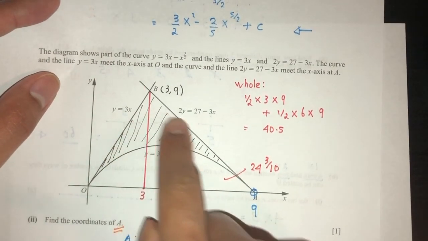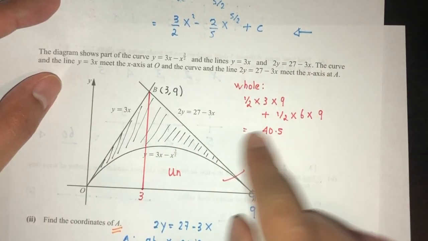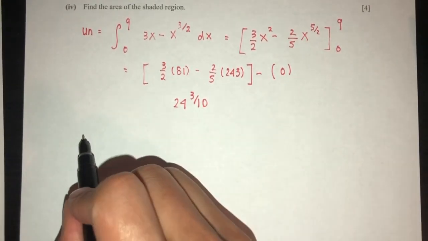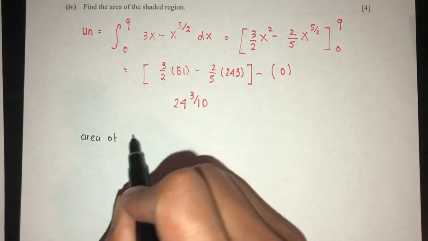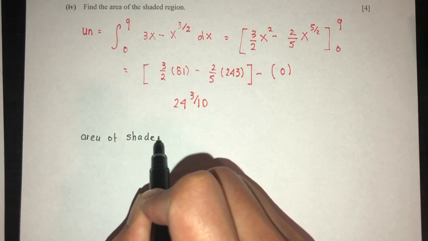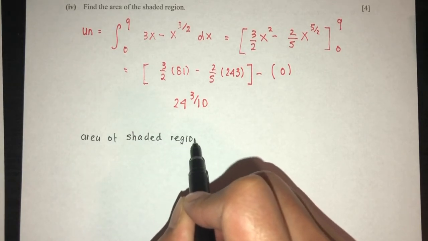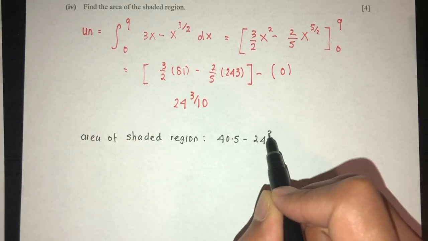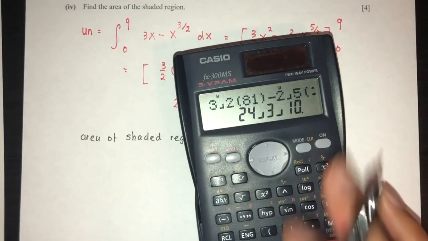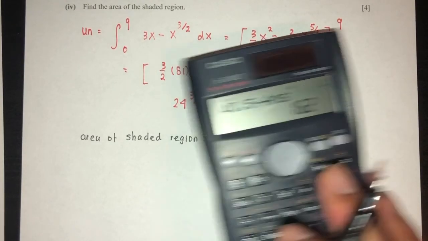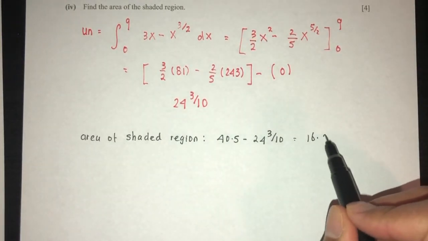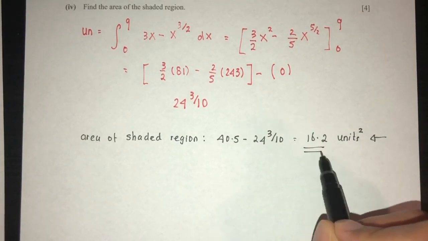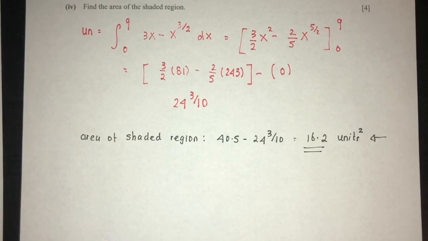But we want to find the top one, so we take the whole area minus this area. So finally, the area of the shaded region will be everything, which is 40.5, minus 24.3. That will be 16.2 units squared for area. And this is your answer for question number 11.